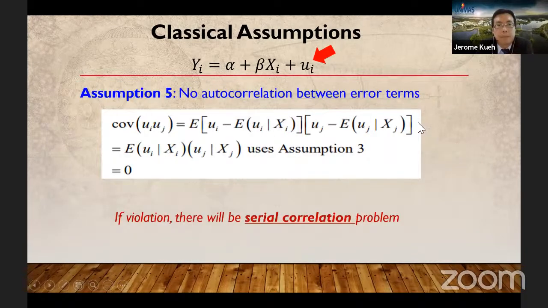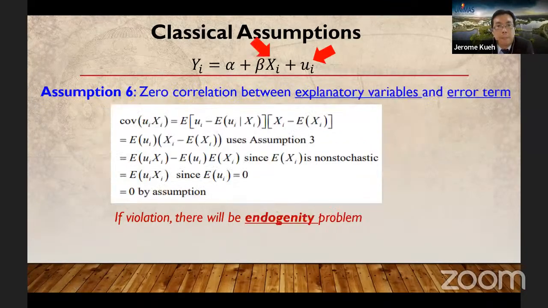And then the fifth assumption is also related to the error term, talking about the autocorrelation between two error terms. Two different error terms are supposed to be not correlated. If they are correlated, there's a violation of this assumption, and we will experience this zero correlation problem. And then the sixth assumption, also about the error terms, is about the correlation between the explanatory variables, the independent variables, and the error term. The correlation should be equal to 0. But if this does not hold, then you will have this endogeneity problem.